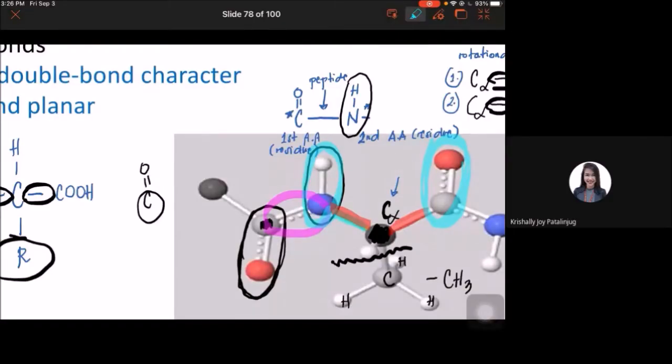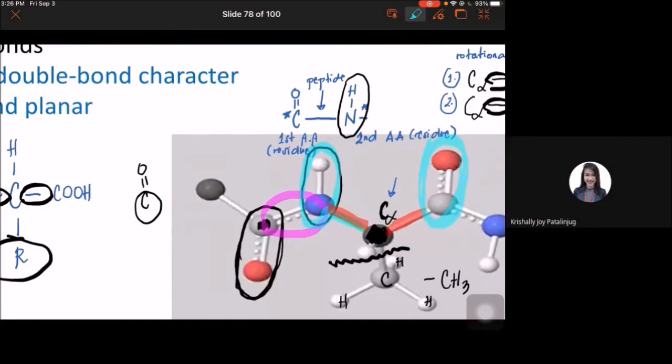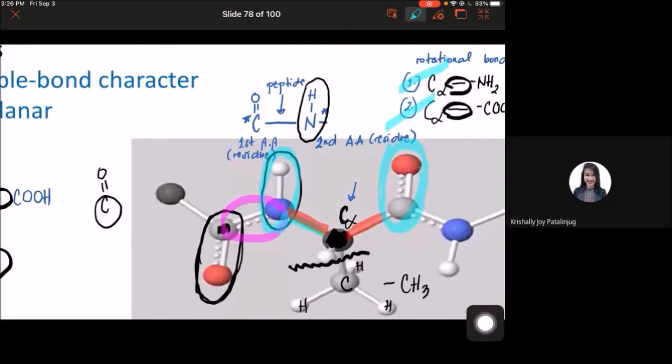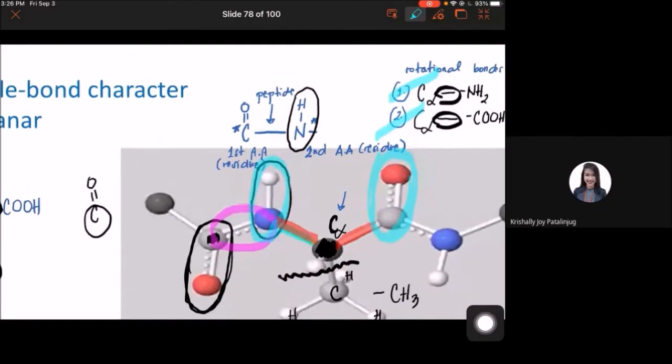Okay? So please take note ha, yung rotational bonds that surround the alpha carbon. Diba? What centers the amino acid is the alpha carbon. So ano yung mga default niya na bond towards amino and towards carboxyl. Okay, so yan yung rotational.